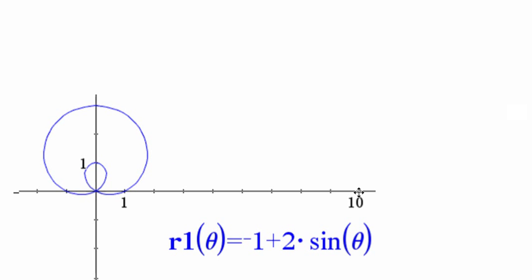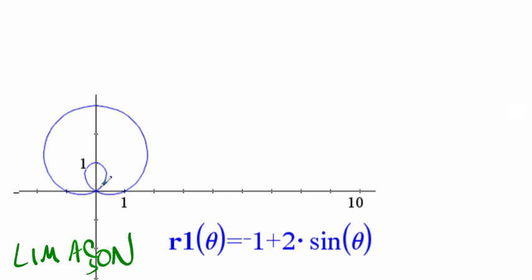This guy is called a limaçon. It's from an old French word meaning snail, oddly enough. So this is the r equals -1 plus 2 sine theta. Looks very much like a cardioid, except it's got a little loop-de-loop in the middle.